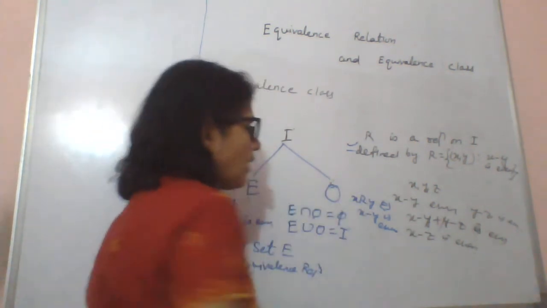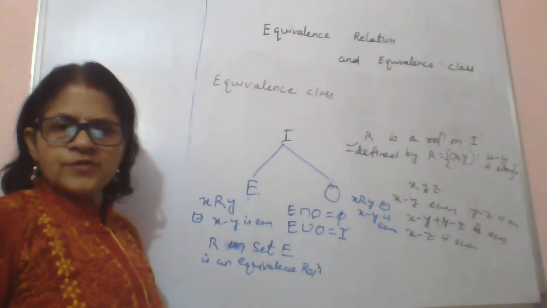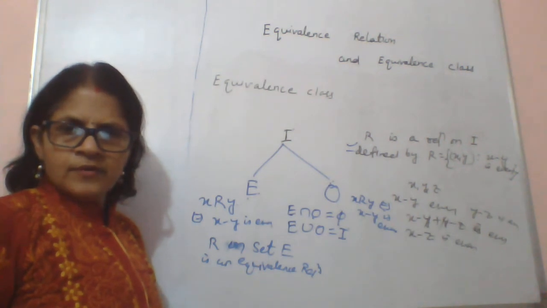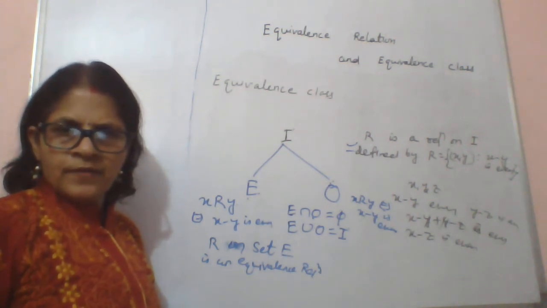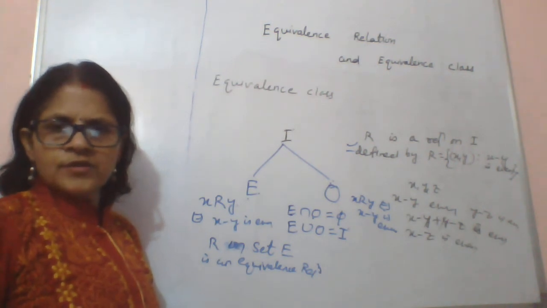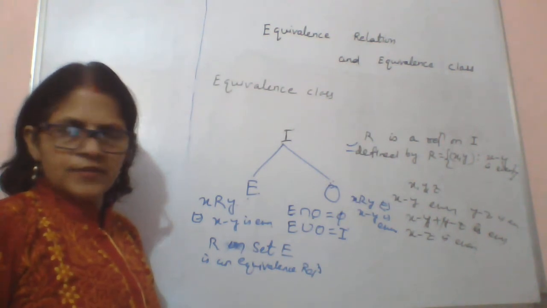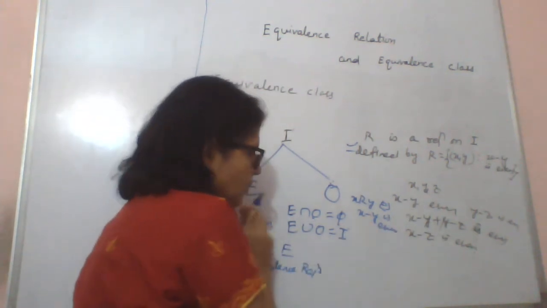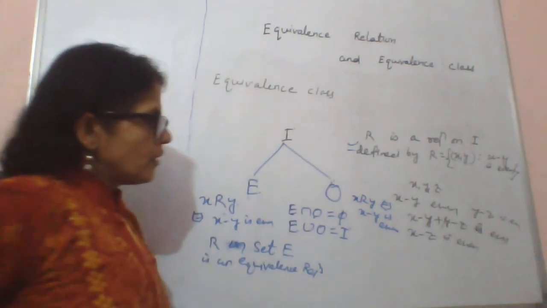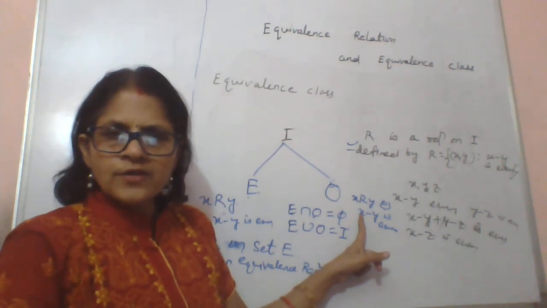Similarly, if you come here, as you know, the difference between any two odd integers is even. You can just cross-check: 1 minus 3, 3 minus 5, 5 minus 3, 11 minus 9, 11 minus 17. Any two odd integers you can check. The difference between two odd integers is an even integer. So in a similar way to how we proved the first case, we can prove this and check whether R is an equivalence relation or not.